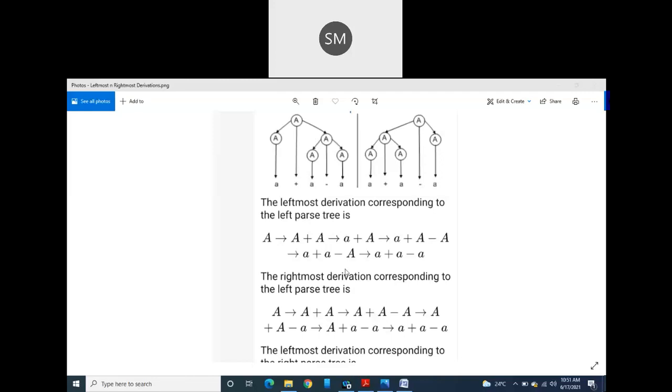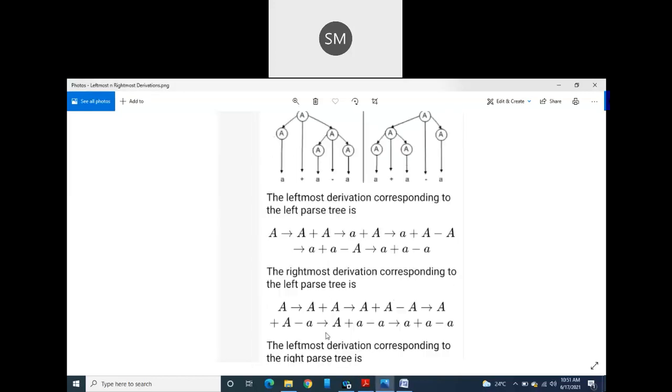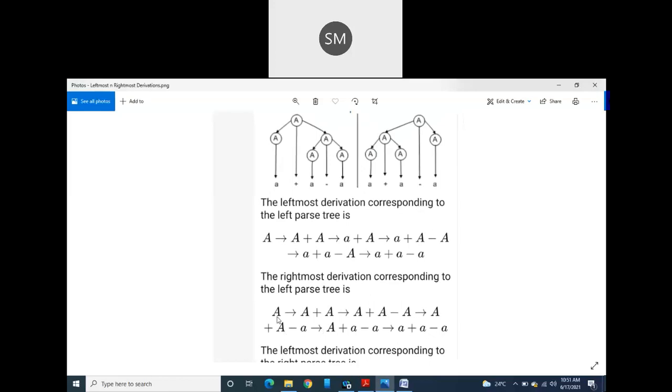Clear? Okay. For this same tree, if you apply rightmost derivation, I think you already understood the meaning of rightmost derivation. Wherever you get two non-terminals, or more than two, the rightmost non-terminal you should replace by a terminal. So let us try it once again. I am talking about the first production. You just look into this diagram.